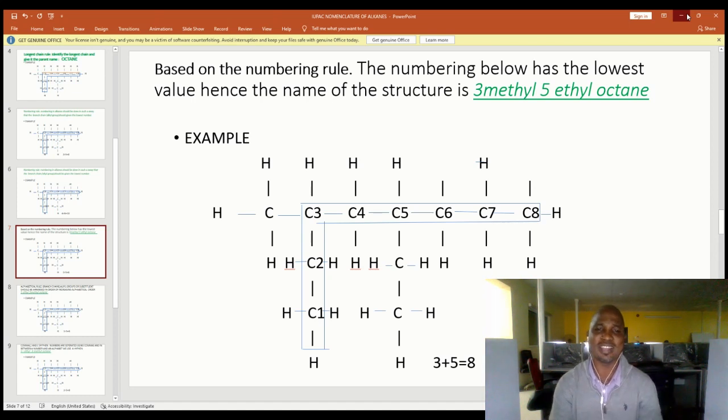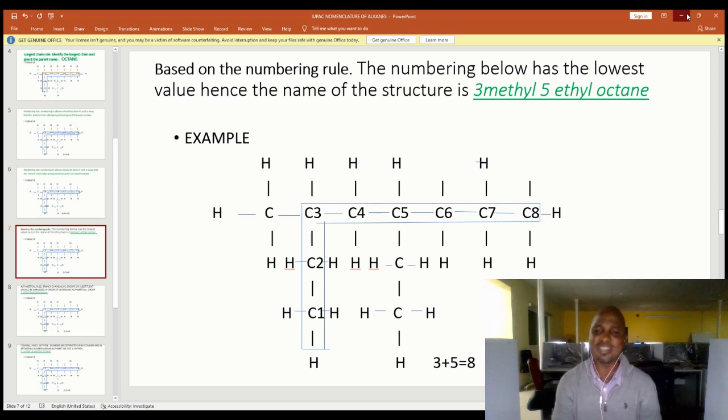And by so doing, you find out that there is a methyl group on carbon number 3, and there's an ethyl group on carbon number 5. And that's why we say 3-methyl, 5-ethyl, then the parent name is octane. 3-methyl is showing you that there's a methyl group on carbon number 3. 5-ethyl is showing you that there is an ethyl group on carbon number 5. Then the parent name is octane. That's why it's 3-methyl, 5-ethyl, octane.